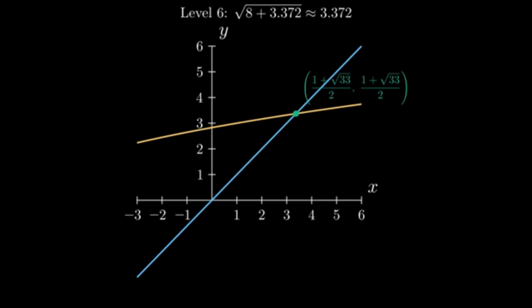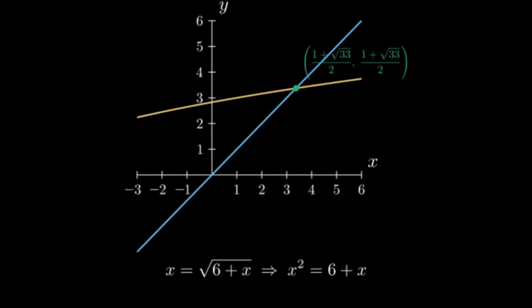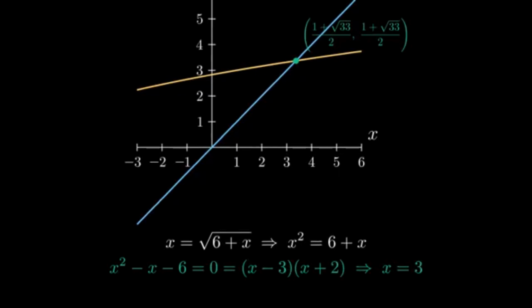A quick historical note: the classic nested radical is the square root of 6 plus the square root of 6 plus dots. Setting x equals the square root of 6 plus x gives x squared equals 6 plus x. Then x squared minus x minus 6 equals 0, which factors to x minus 3 times x plus 2 equals 0. So x equals 3.